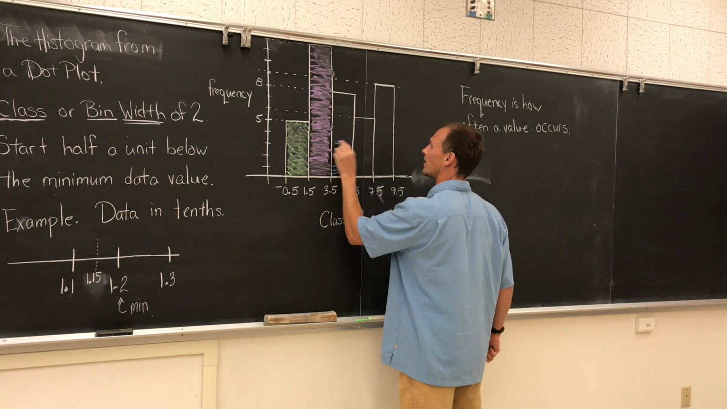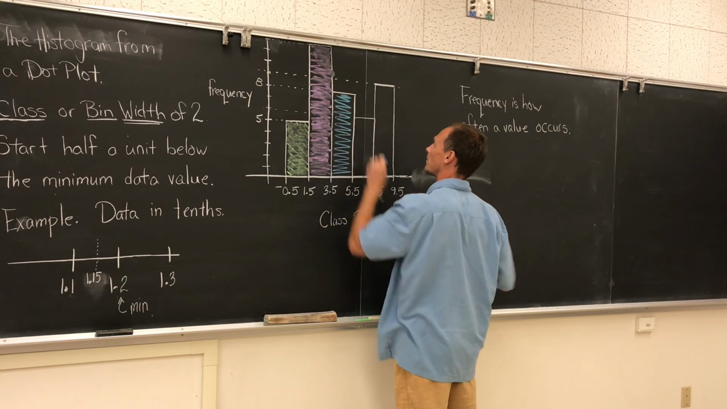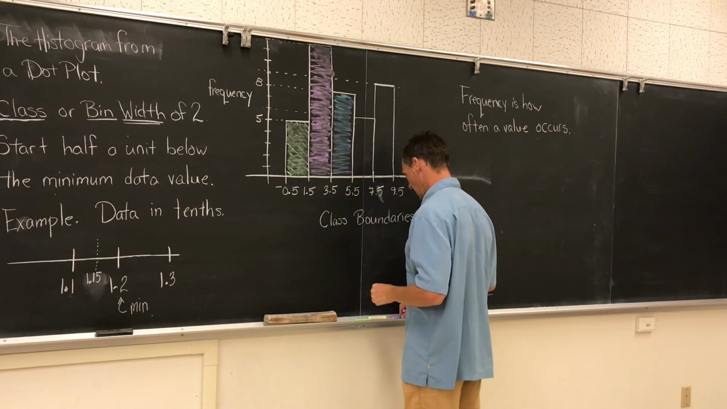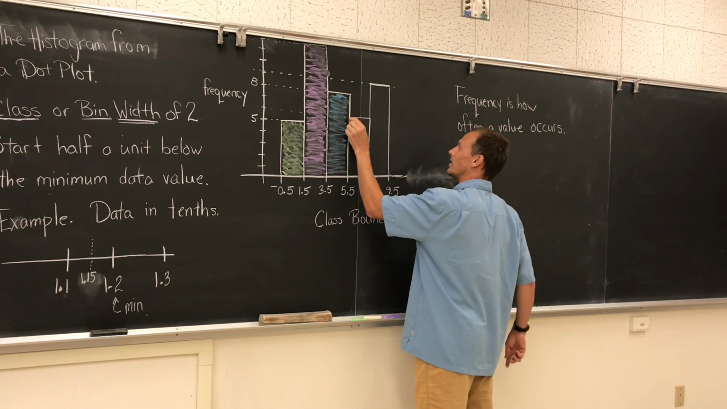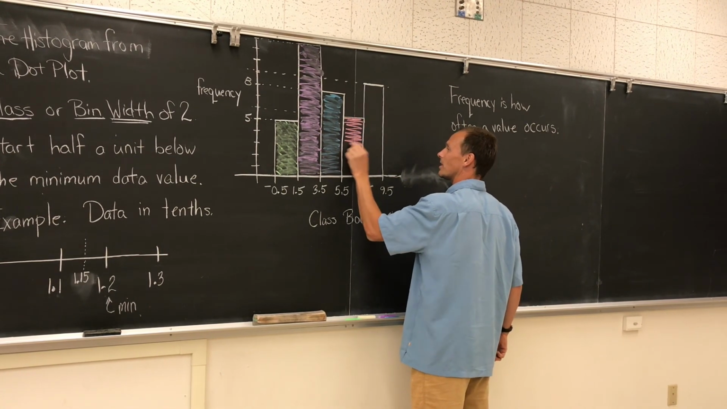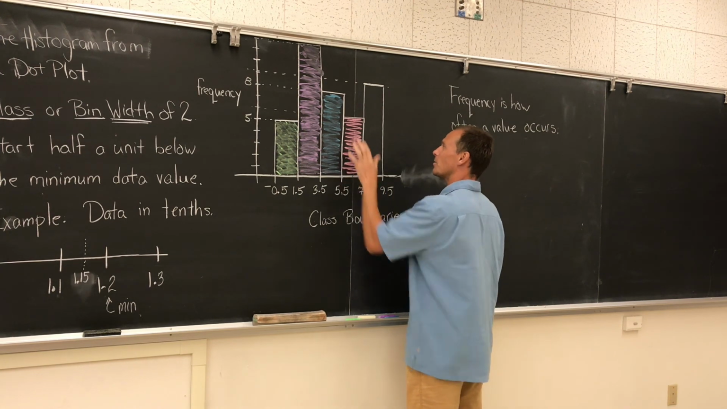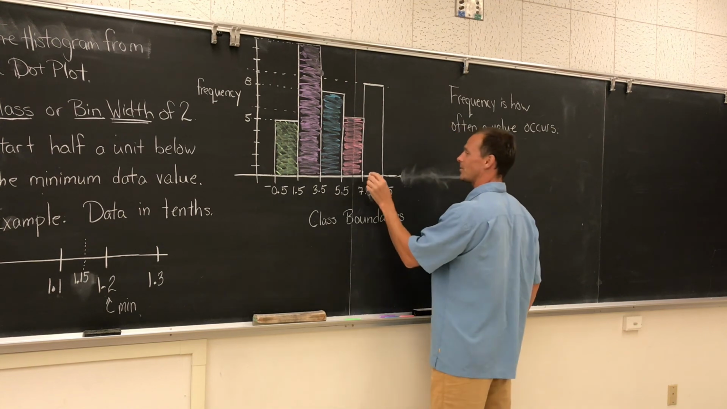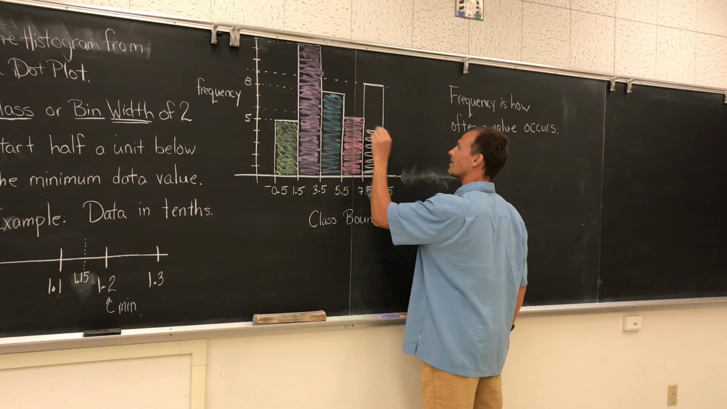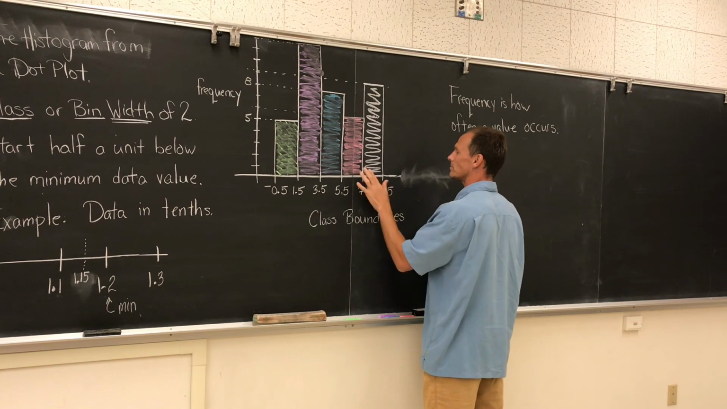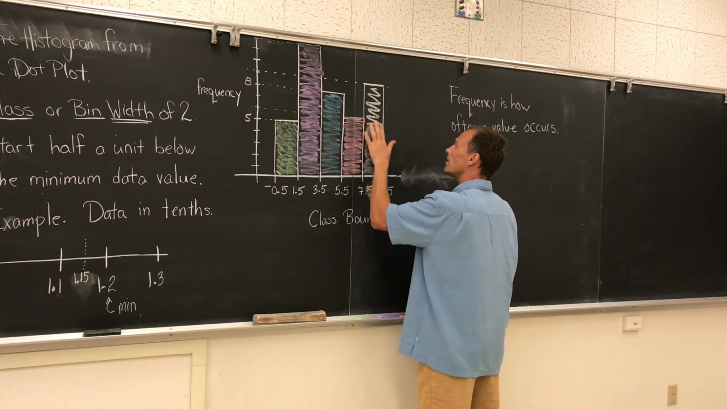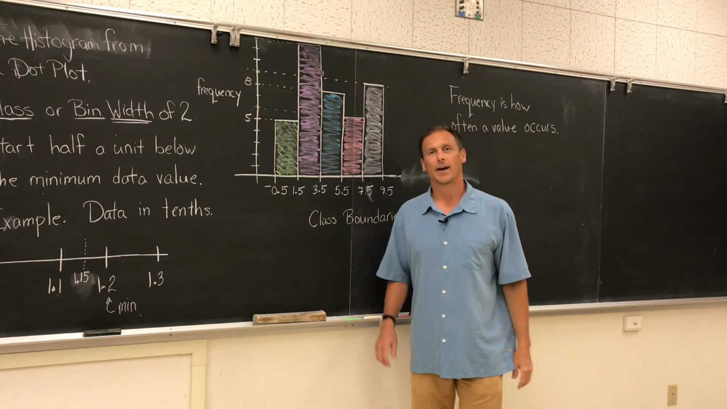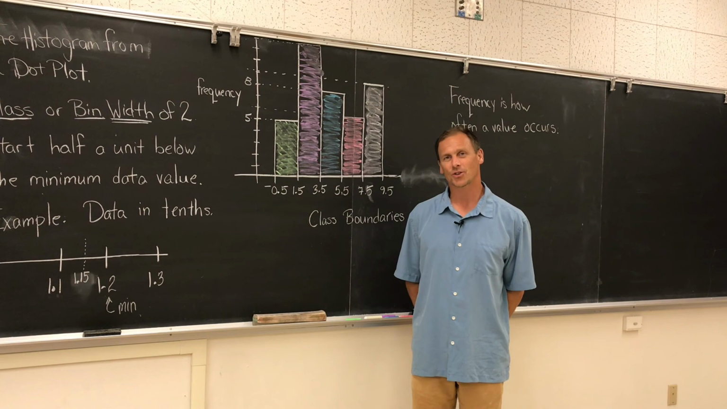Finish coloring mine. I hope you, it's not very often anymore in school you get to make colorful pieces, so take advantage of this. And we'll make the last one in white. And there we go. And that is how you make a histogram from a dot plot.